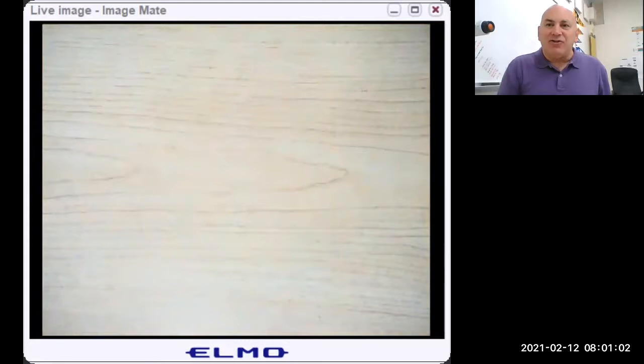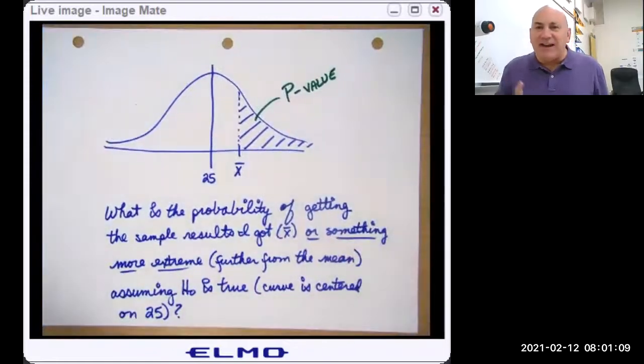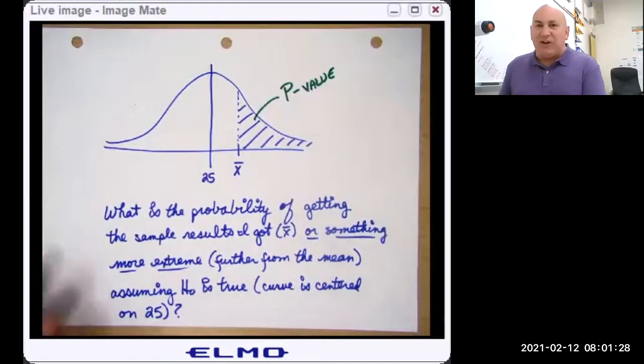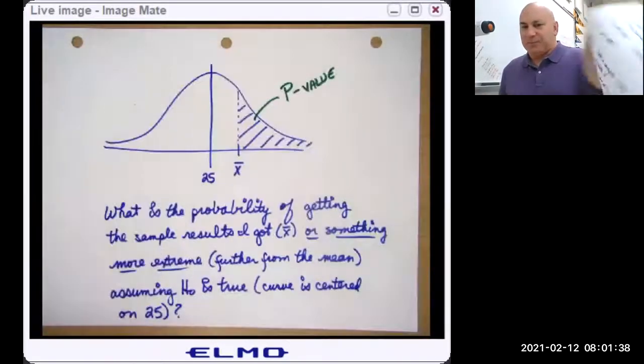So in that handout, I mentioned a p-value. P, of course, stands for probability. And it is vitally important, not that you memorize this definition, but that you understand what a p-value is and what it tells us. So, what is the probability of getting the sample results I got or something more extreme, assuming the null hypothesis is true? So in my previous problem, the null hypothesis was mu is less than or equal to 25.